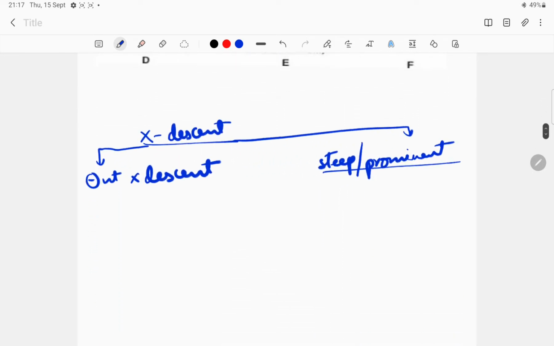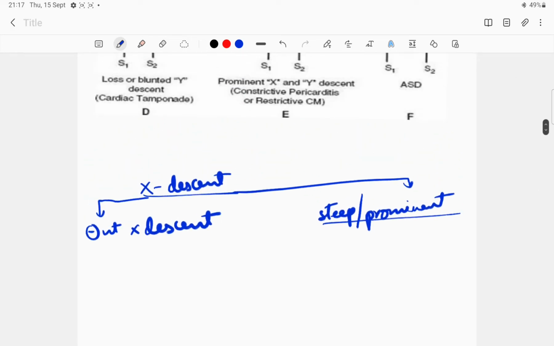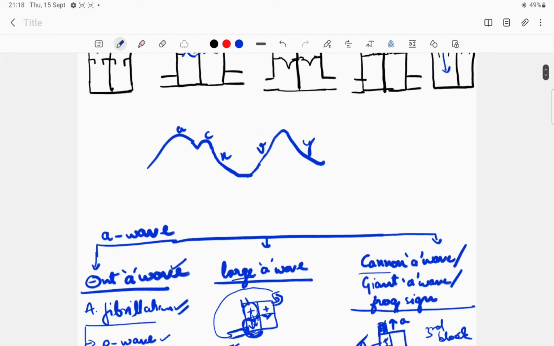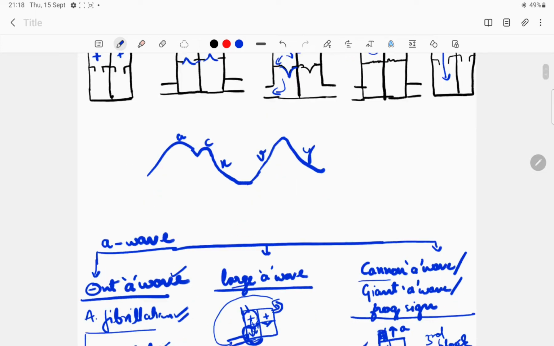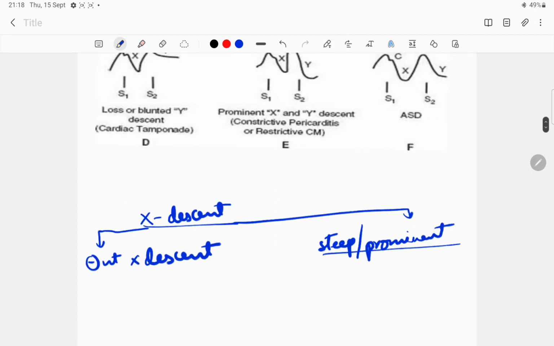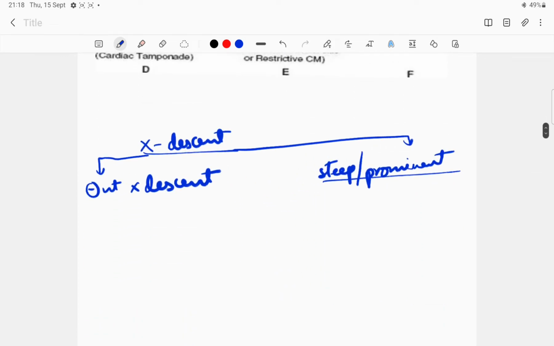Moving on further to the X descent. So why was there an X descent in the first place? Because the atria were relaxing. Due to atrial relaxation, these walls are also going down because of ventricular emptying. So now let's talk about the abnormalities.